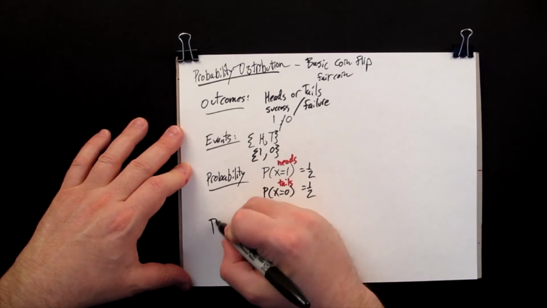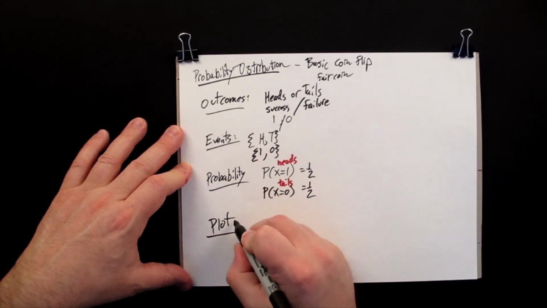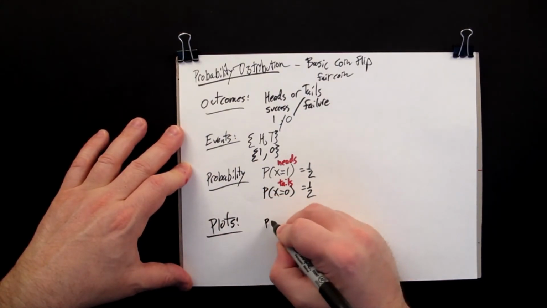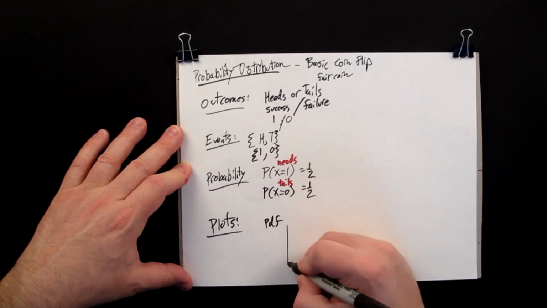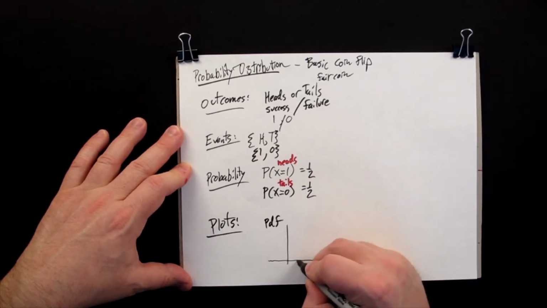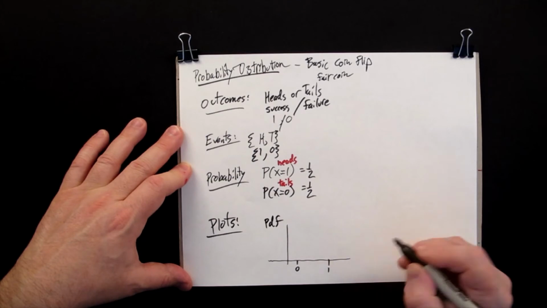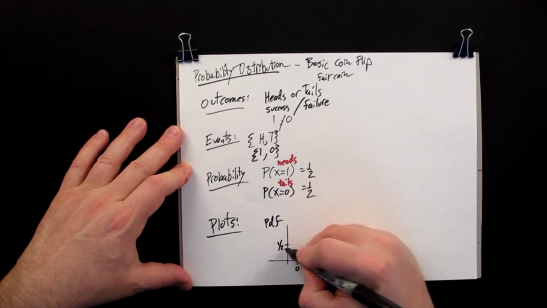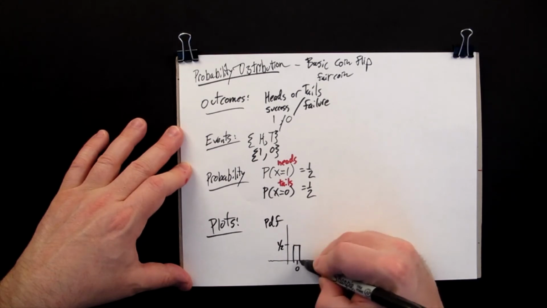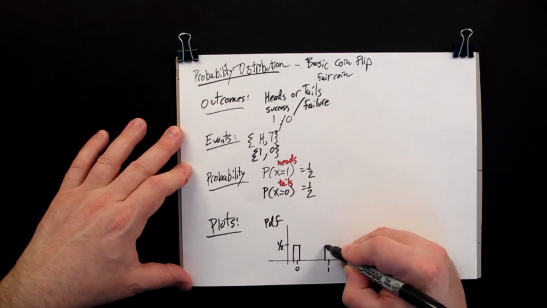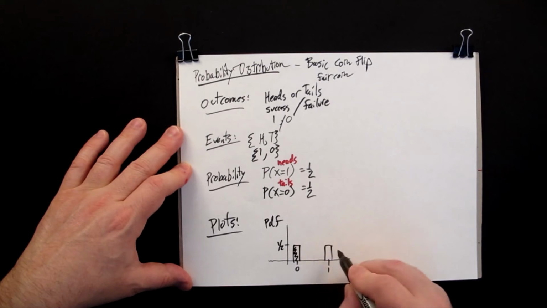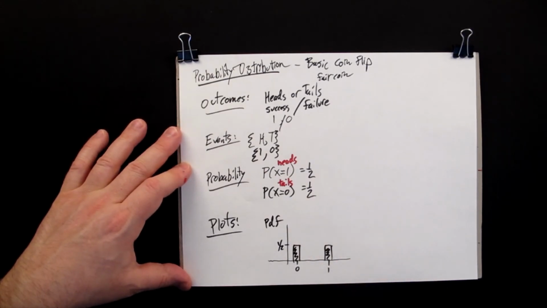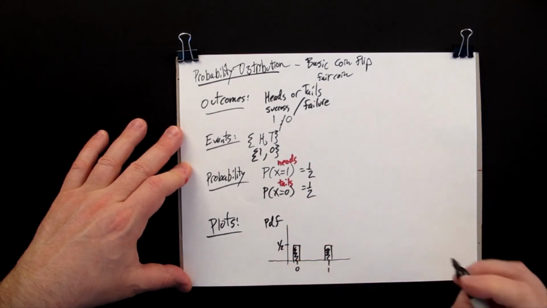And the plots of these, so first the PDF. So at 0 and 1 you have values of 1/2, and it's probably best to just use a bar graph for this. So that's what that looks like. So you have equal chance of one of these occurring with probability 1/2 on the PDF.